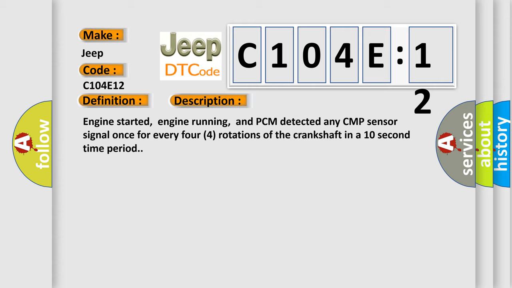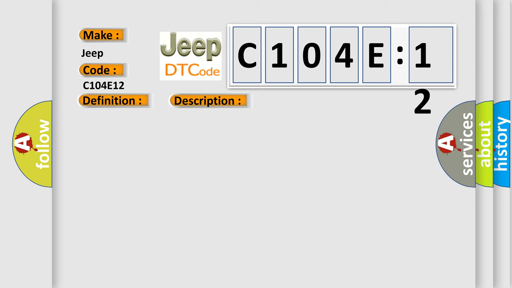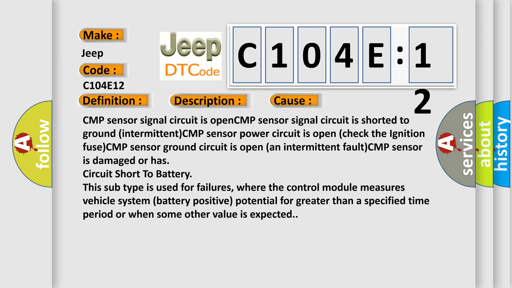Engine started, engine running, and PCM detected any CMP sensor signal once for every 4 rotations of the crankshaft in a 10-second time period. This diagnostic error occurs most often in these cases: CMP sensor signal circuit is open, CMP sensor signal circuit is shorted to ground, intermittent CMP sensor power circuit is open, check the ignition fuse, CMP sensor ground circuit is open and intermittent fault, CMP sensor is damaged or has circuit short to battery.